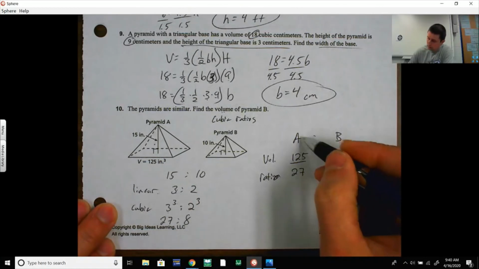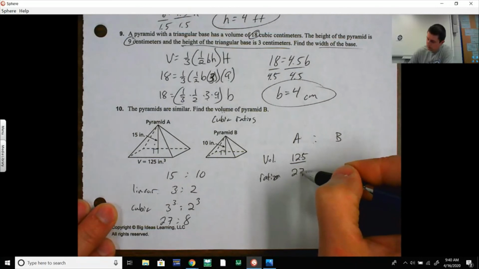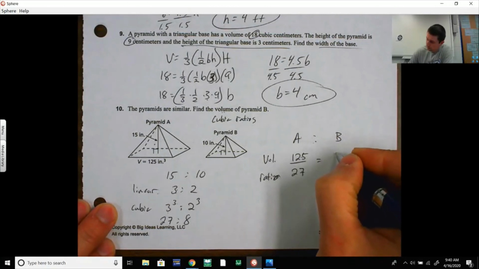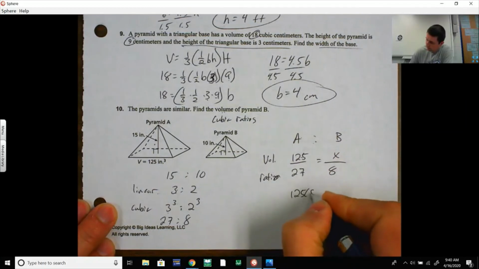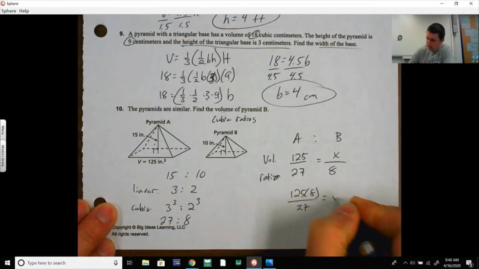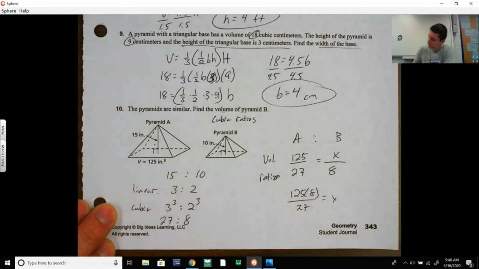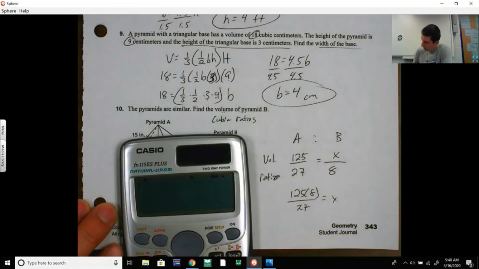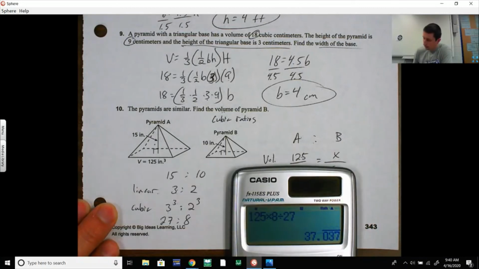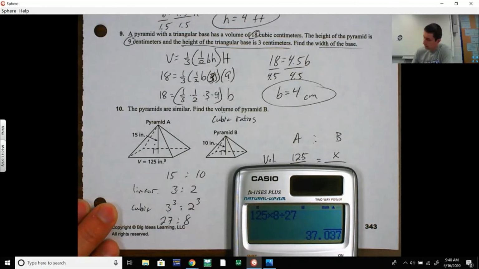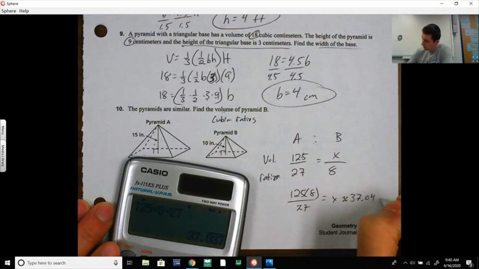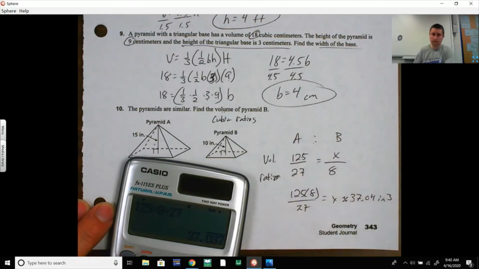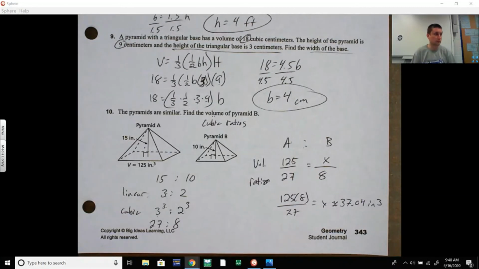So the volume of pyramid A over its ratio has to equal the volume of pyramid B over its ratio. So 125 times 8 divided by 27, that's going to be x. 125 times 8 divided by 27 is 37.04, and we are in cubic inches. So that's how you do similar ones.